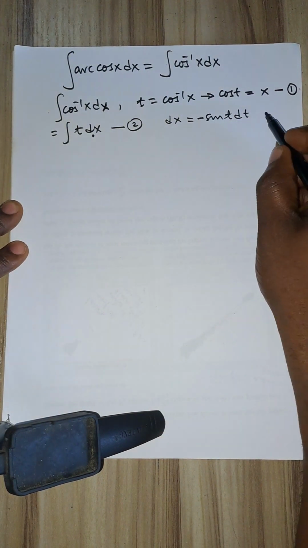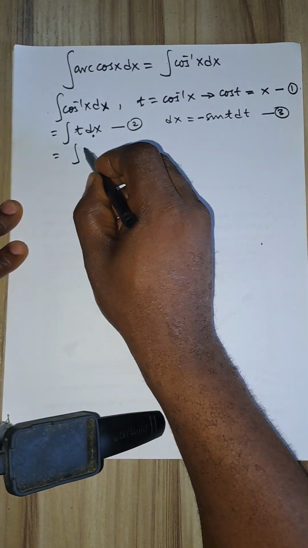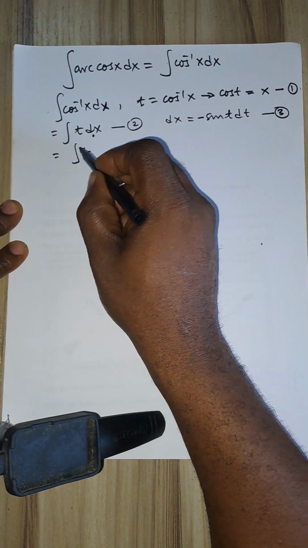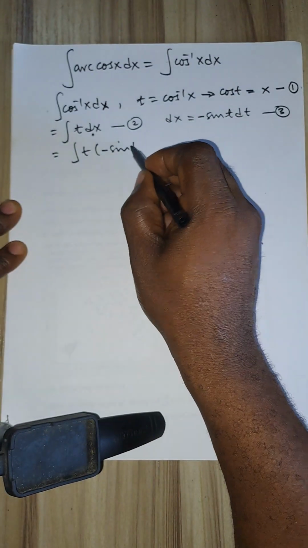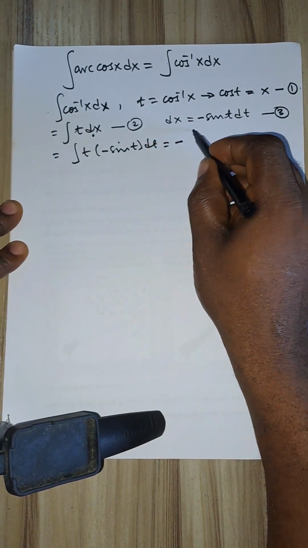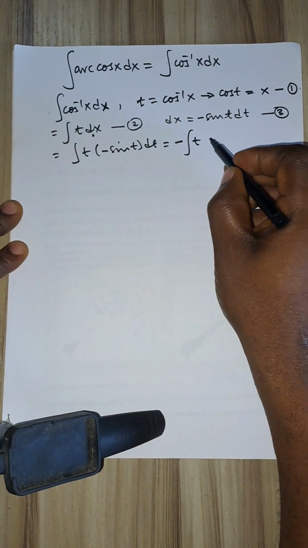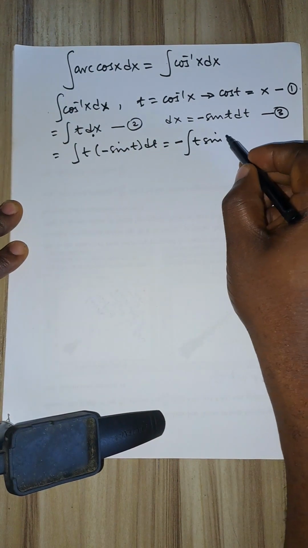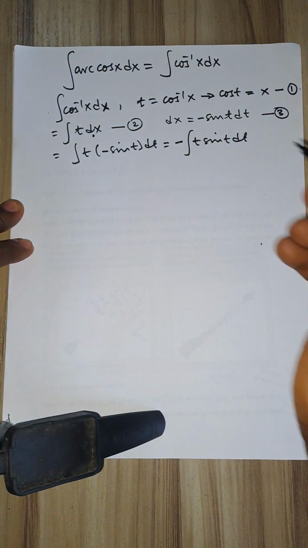Now we use equations 3 and 2. That will give us the integral of t into negative sine t dt. That gives us negative integral, because negative 1 is a constant, of t sine t dt. Okay, now we integrate by parts.